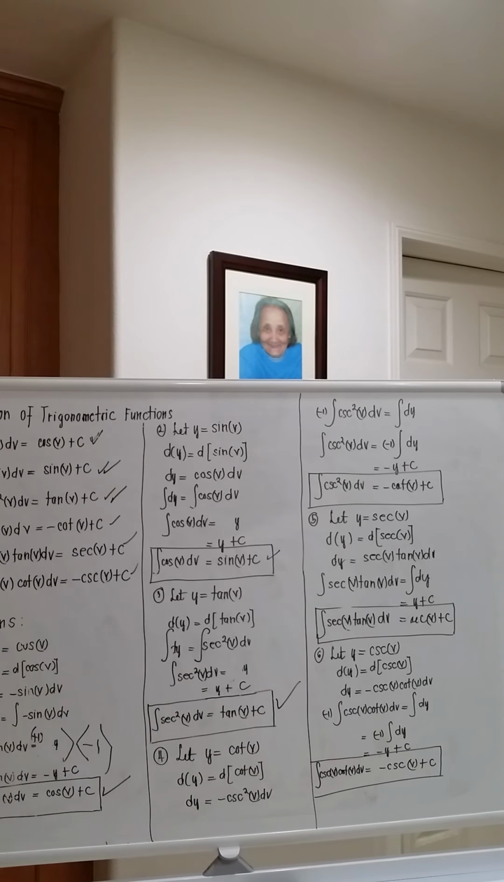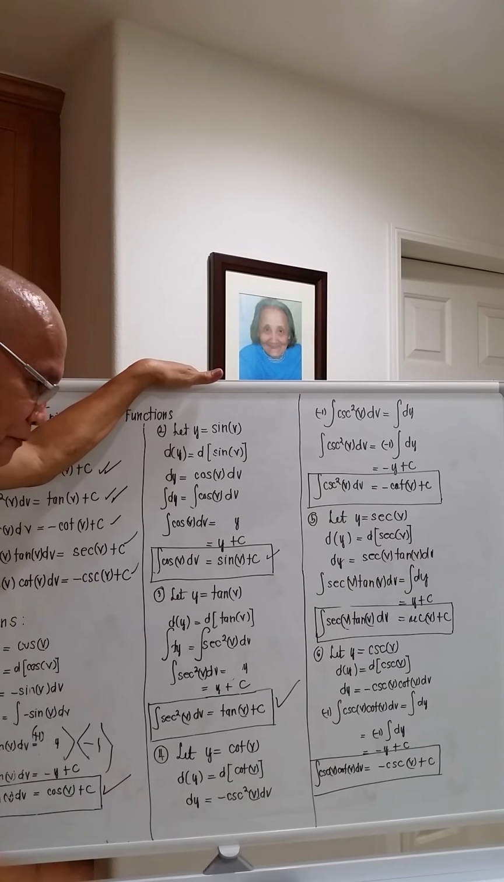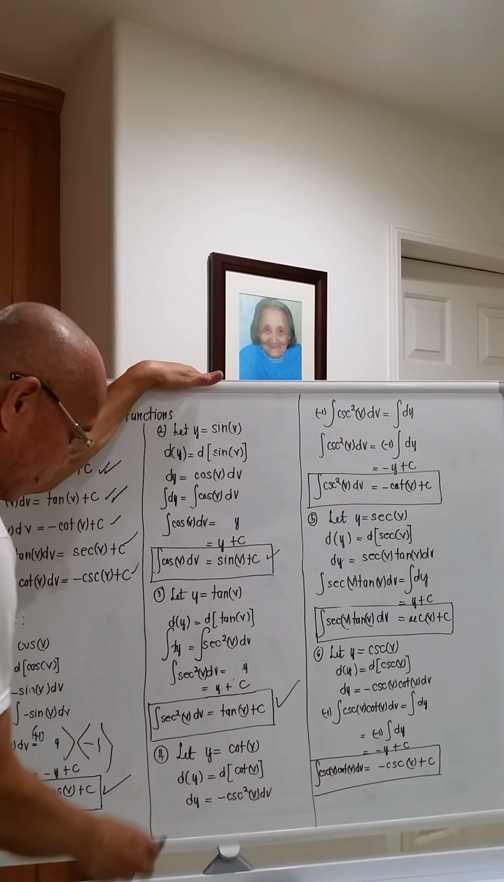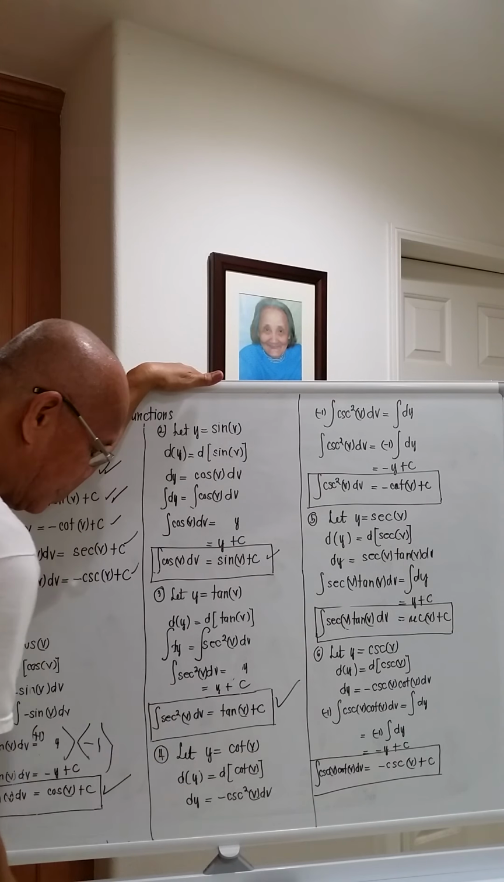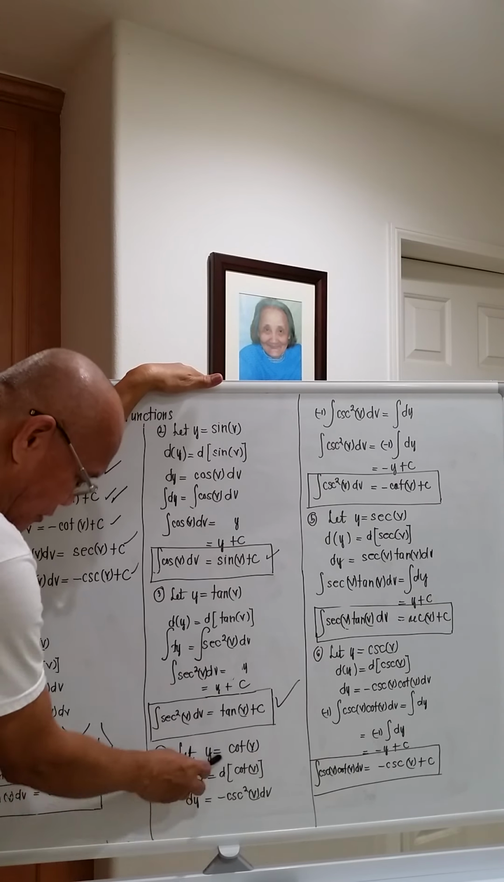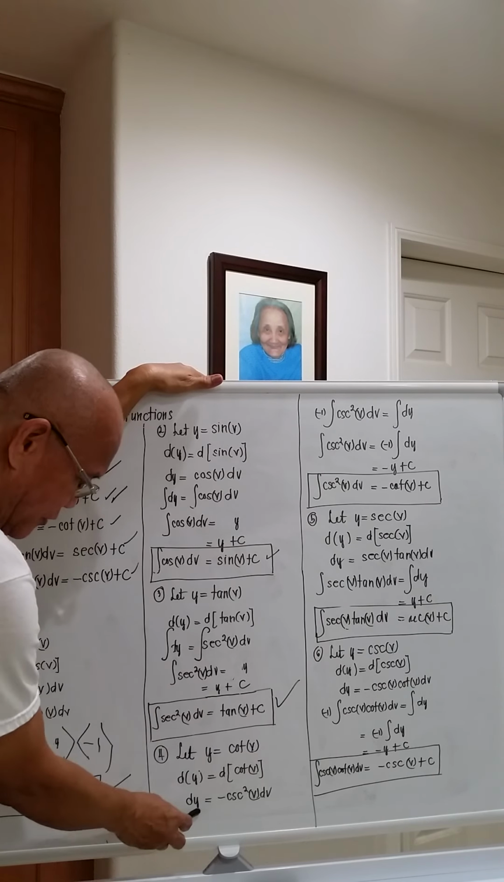We let y equal to cotangent of b. Take the differential of both sides. The differential of y equal to the differential of the right hand side. The differential of y is dy. The derivative of cotangent is its cosecant square preceded by negative sign. Recall your differential calculus, okay? dy is equal to negative cosecant square of b db. Then take the integral of both sides.